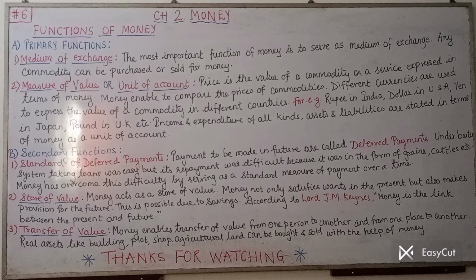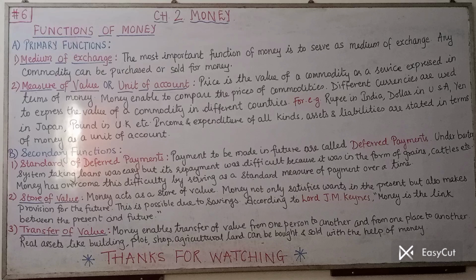See, in accounts also, we state everything in terms of money. So and so is the price of asset minus its depreciation. So everything is stated in terms of money. So we finish with the primary functions. Two primary functions: first one, medium of exchange, and second one, measure of value or unit of account. Now let us discuss secondary functions.